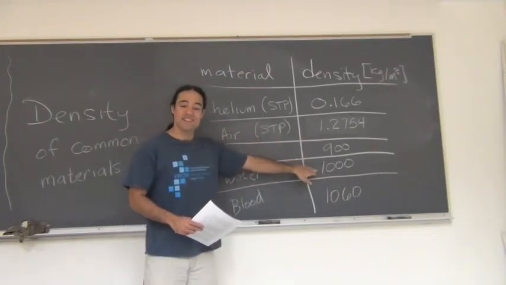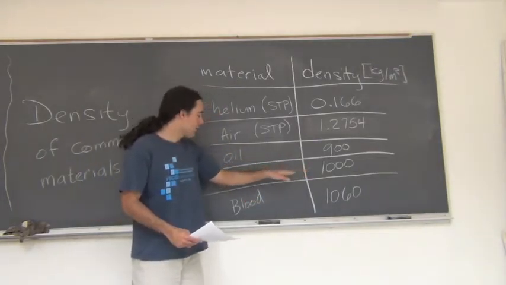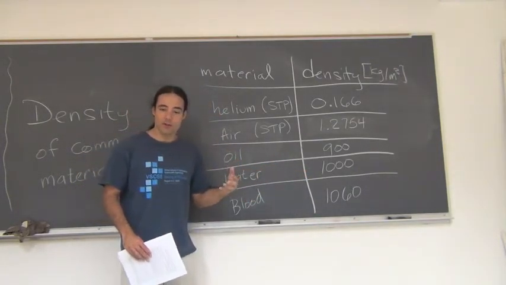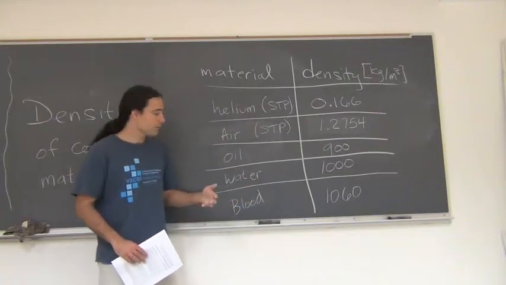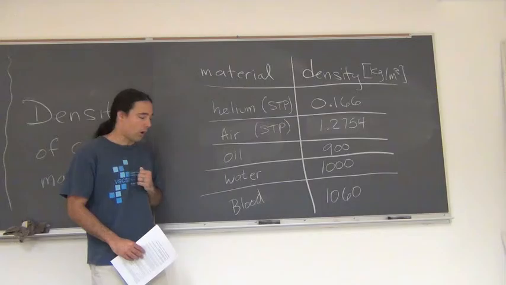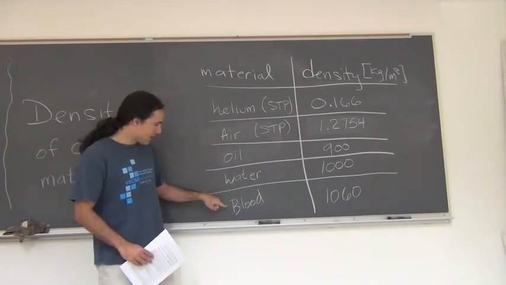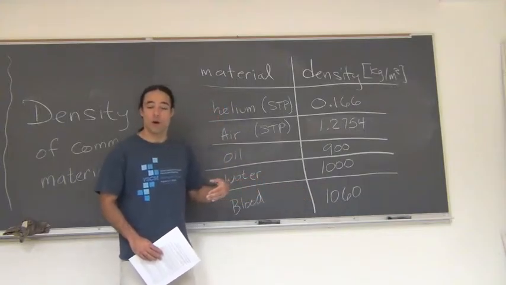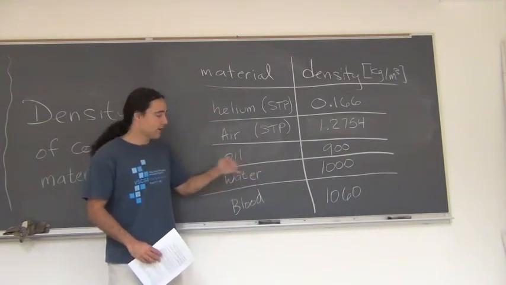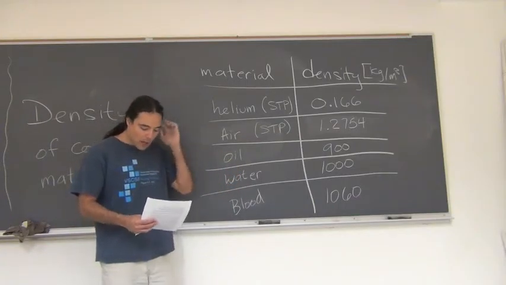But it's slightly less dense than water. So if I take the same cubic meter and I fill it with water, water would be about 1,000 kilograms per meter cubed. So water is a little bit more dense than oil. This is why oil will float on water. They say that blood is thicker than water. In fact, that's the case. Blood has a density of about 1,060 kilograms per meter cubed, so slightly more dense than water is.